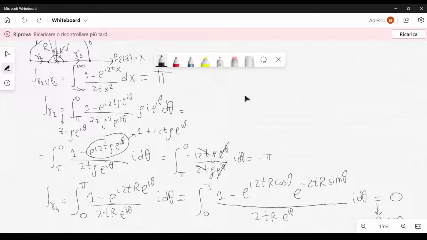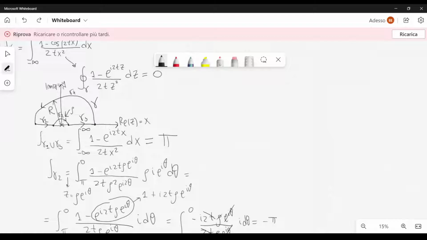Therefore, we can put pi on the right. And since the integral over gamma 4 is equal to 0, we can simply say that the integral over gamma 1 union gamma 3 is equal to minus the integral over gamma 2. And the integral over gamma 2 is minus pi, so we get minus minus pi, which is pi, right? And now if we take the real part on both of these two sides, well, the only complex quantity is this one. So we can say that the integral from minus infinity to infinity of (1 minus the cosine of 2tx) divided by 2tx squared dx is equal to pi.